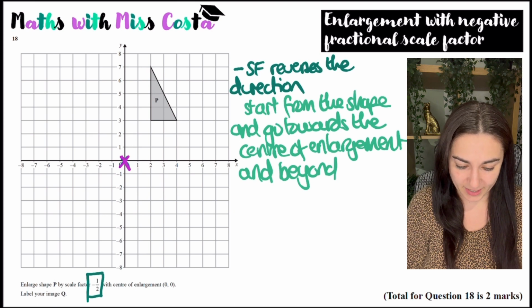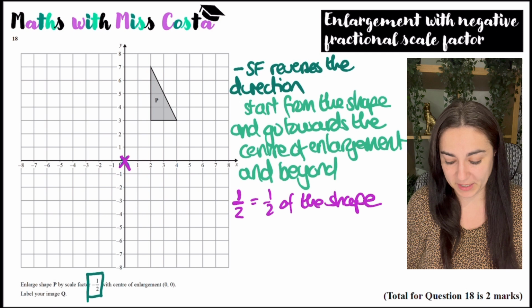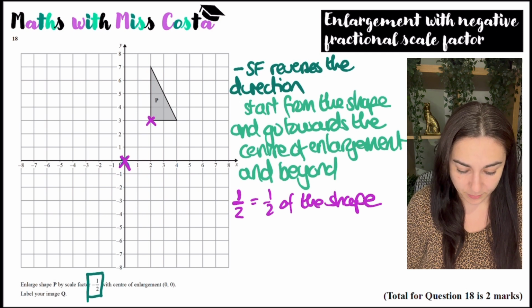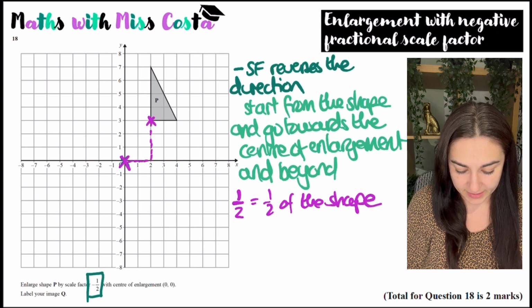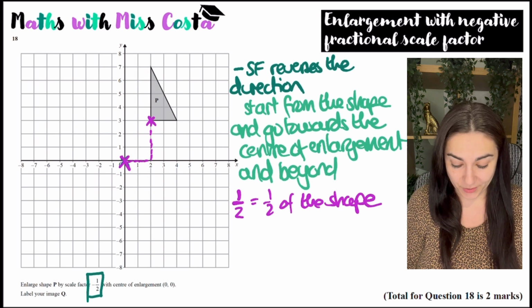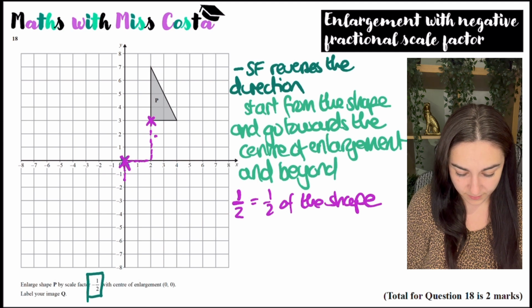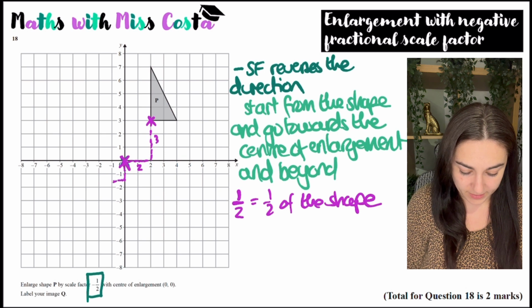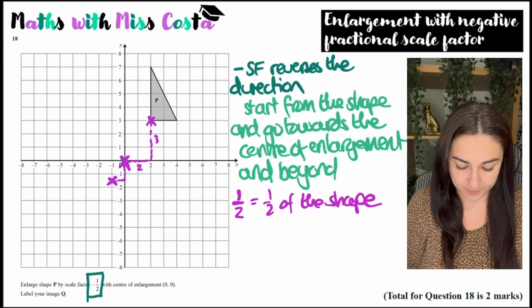So let's put this into practice. So fractional just means half of the shape. So each side is going to be half of its original length. So let's pick this point and I can label that with an X. What am I doing to get to my center of enlargement? I'm going down by 3 and across by 2. So I then need to do half of that. So down by 1.5, because that's 3, that's 2, so I half it. Down by 1.5 and across by 1. So that is where my new little X point is going to be.